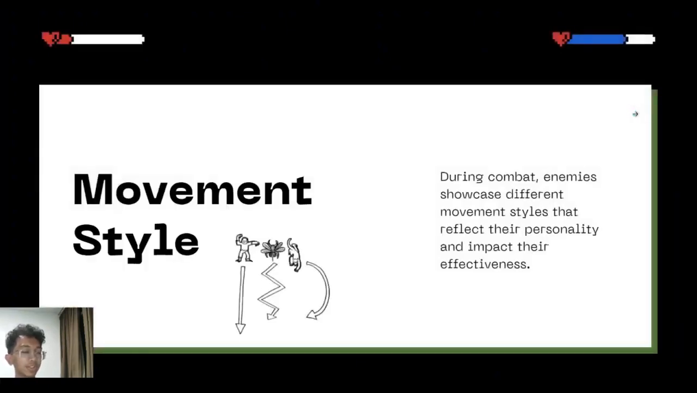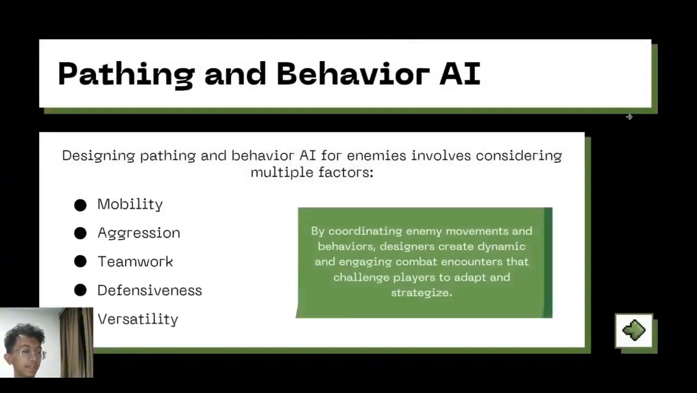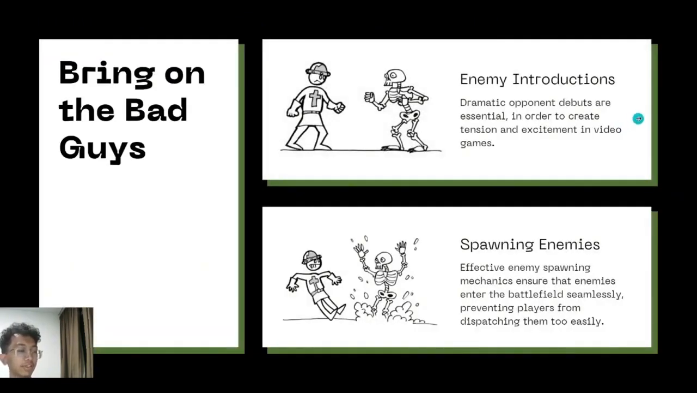So next is about the movement style. During combat, enemies showcase different movement styles that reflect their personality and impact their effectiveness. And the next is about the pattern and behavior AI. Designing the pattern and behavior AI for enemies involves considering multiple factors, which are mobility, aggression, teamwork, defensiveness, and versatility. By coordinating enemy movement and behavior, designers create dynamic and engaging combat encounters that challenge players to adapt and strategize.